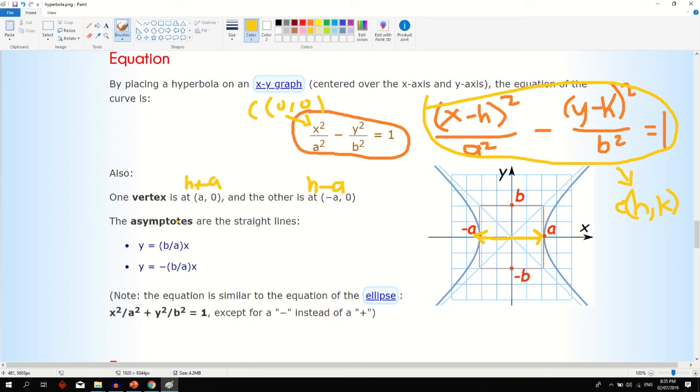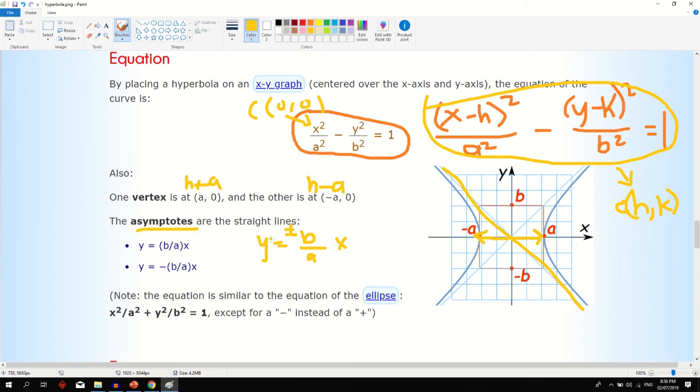Then we have the asymptotes. These are straight lines. This is their formula: y equals b over a times x, and the other one we just put negative there. So there are two of them, y equals plus or minus b over a times x. This is for the x-axis, the major axis.